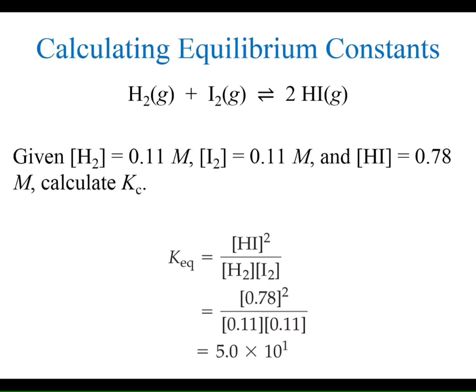Well, if it's products over reactants and it's a big number like 50, that means I must have more products than reactants. Because the number on top must be bigger than the one I'm dividing by, so I got a big number.